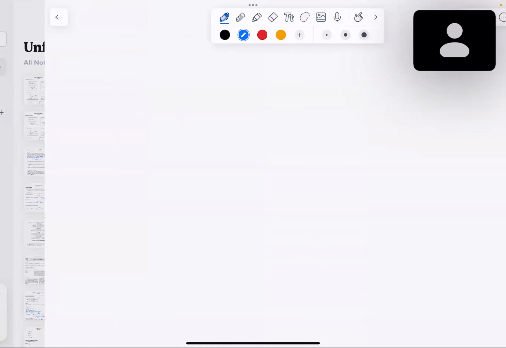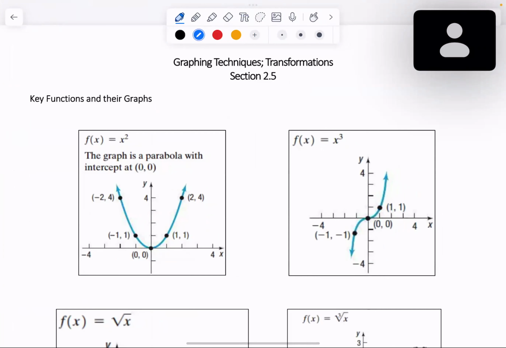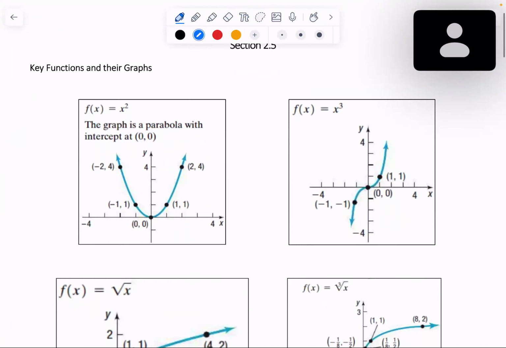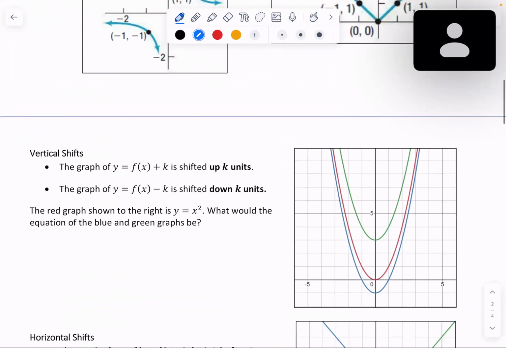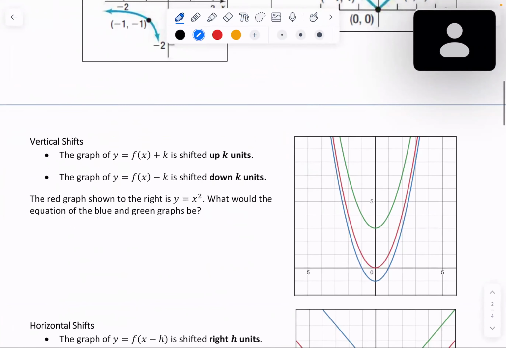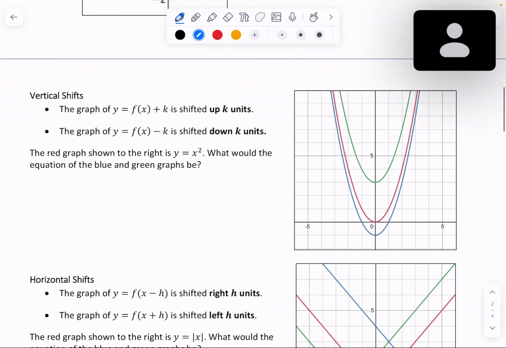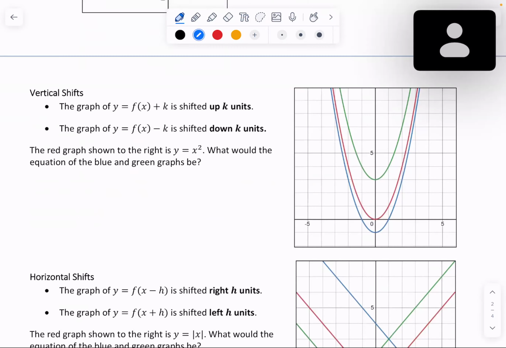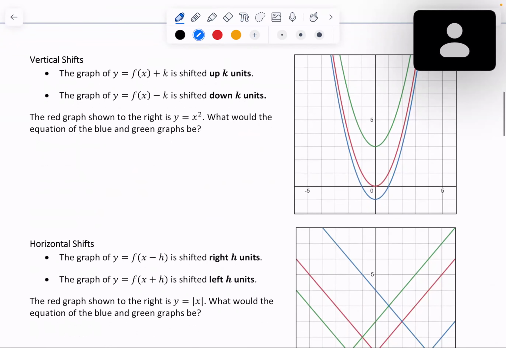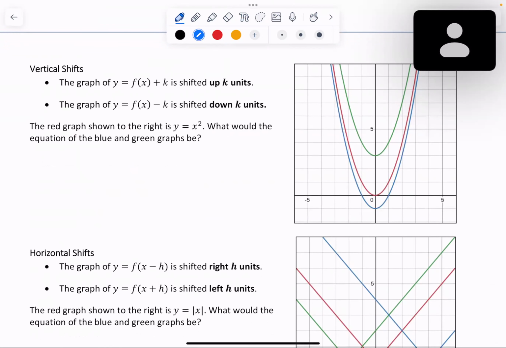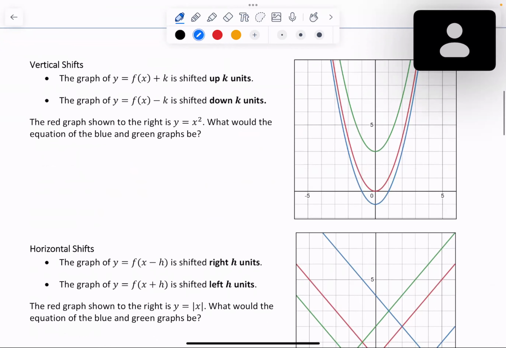So let's go ahead here. It starts off by doing the same thing. It gives you these graphs, the key ones that we look at, the same ones as before. So we first talk about vertical and horizontal shifts. So moving stuff up and down and to the left and the right. These ones aren't too bad. At least the vertical ones are easier than the horizontal. But let's look at this.